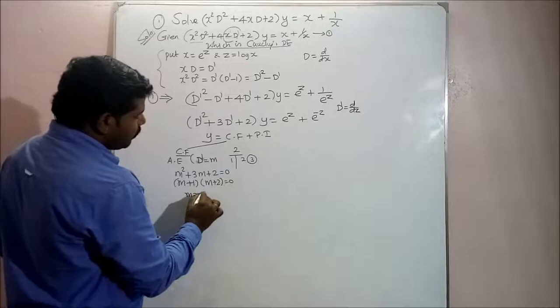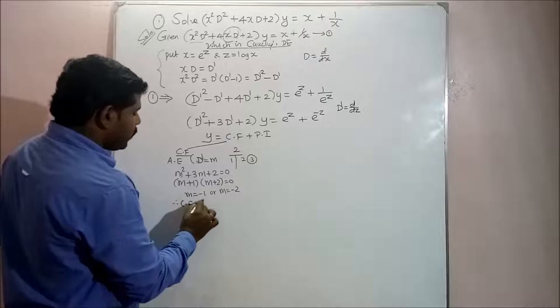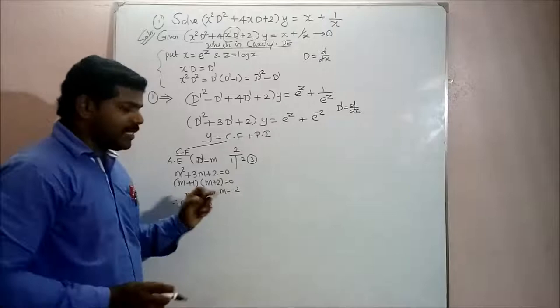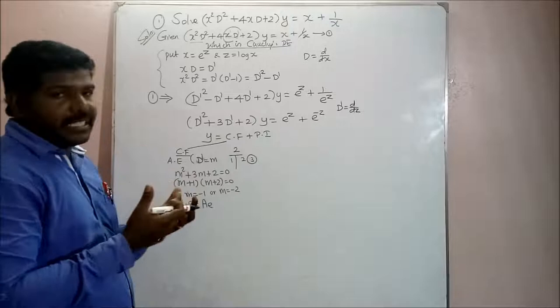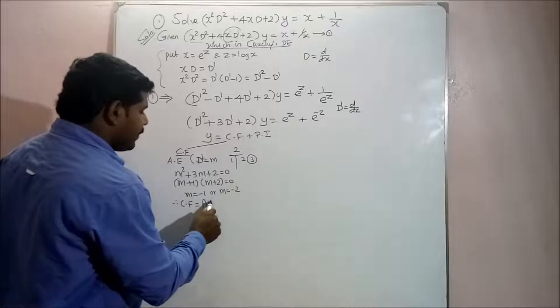Therefore the complementary function comes as a e power m1 x. If the roots are real and distinct, we can take m1 as well as m2. Suppose the roots are the same, we take m repeated. If the roots are imaginary, we have a separate formula. So the complementary function is a e power m1 z plus b e power m2 z.